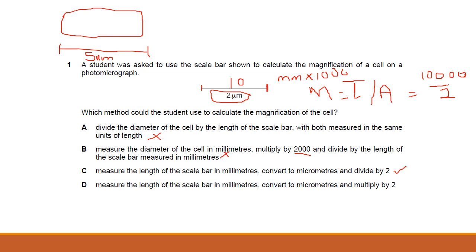Option D says measure the length of the scale bar in millimeters, convert to micrometers, and multiply by 2. That would be wrong for the formula of magnification. So remember, magnification is image size over, this is like a slant here, actual size. So it's a division, it's not a multiplication. So that tells you that the answer for number 1 is C. All right.